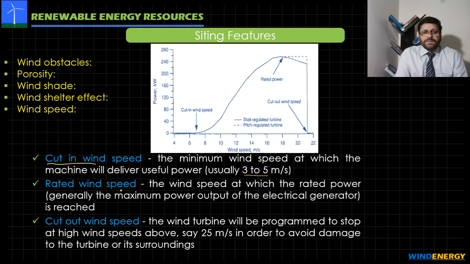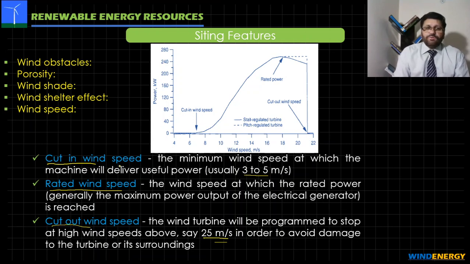And rated wind speed, the wind speed at which the rated power, generally the maximum power output of the electrical generator, is reached. So this is rated wind speed. Then the cutout wind speed: the wind turbine will be programmed to stop at high wind speeds, approximately 25 meter per second and above, in order to avoid damage to the turbine or its surroundings.